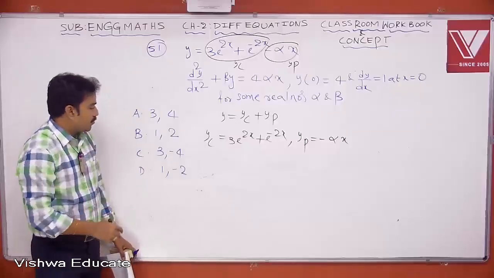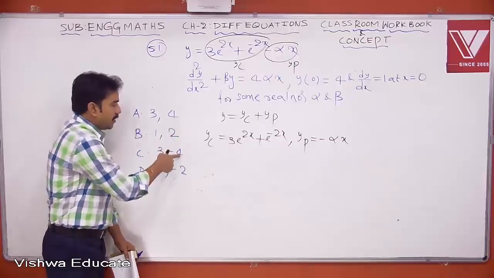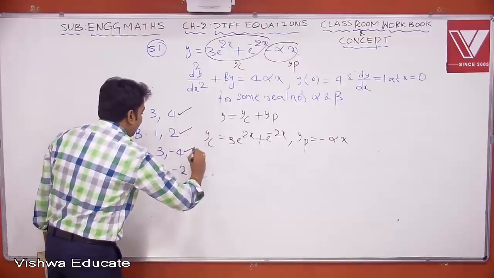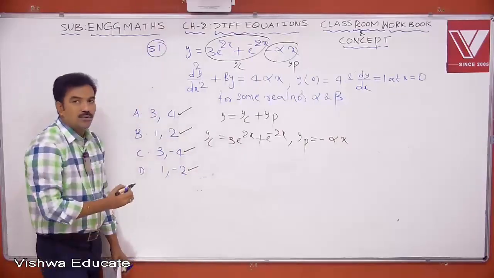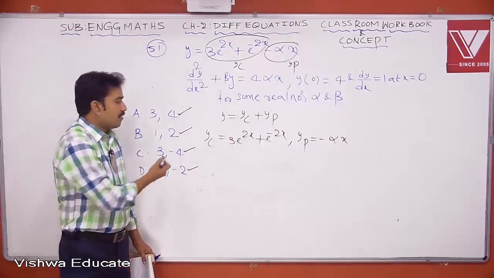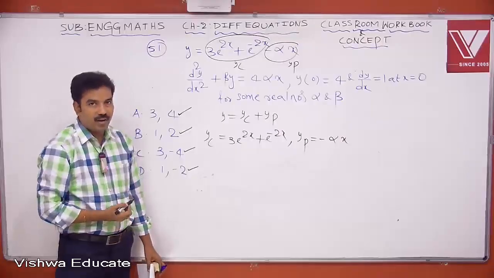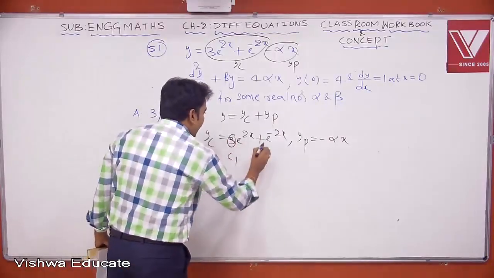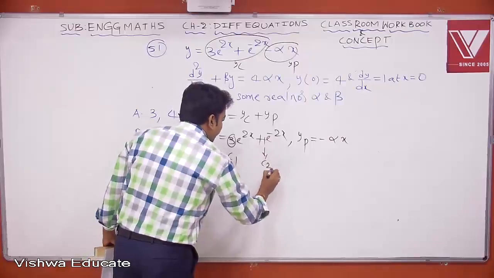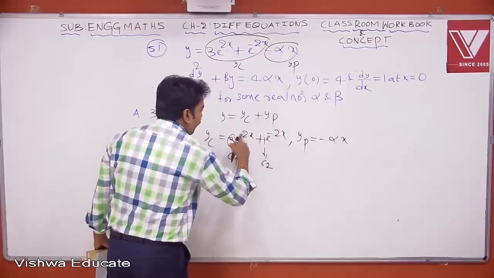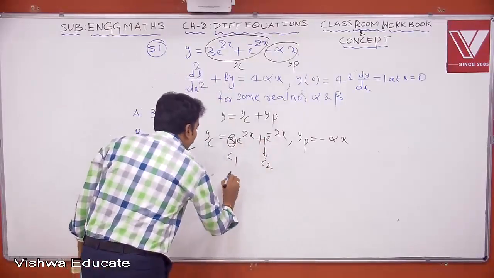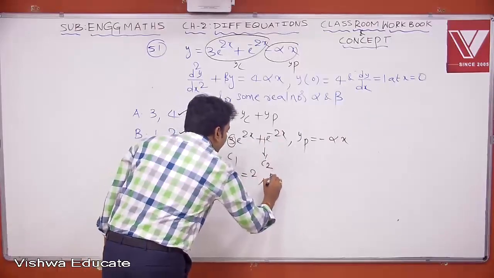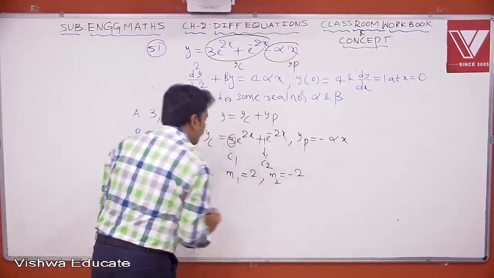Now, when you look at the options, in all options the beta values are different. So beta is 4, 2, minus 4, minus 2. So if I identify the beta value, directly I will get the answer. Now, this 3 is constant c1, and this 1 is constant c2, and these are the roots of the auxiliary equation. What are the roots? One root is m1 equal to 2. Another root is m2 equal to minus 2.